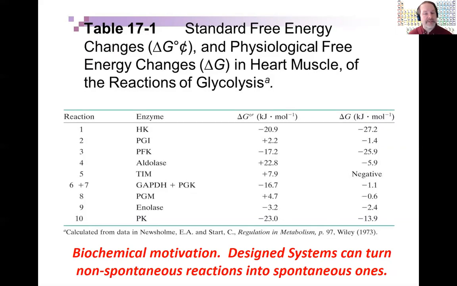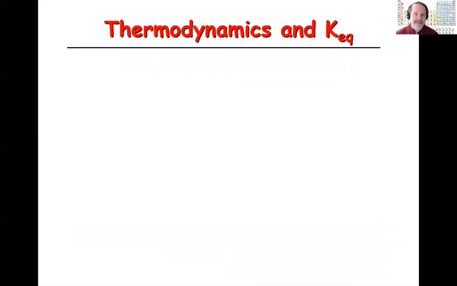So we're going to discuss the differences between the two, and let this be our motivation that life is based on non-equilibrium spontaneous chemical reactions. How is that? How can we explain this? It all starts with our thermodynamic evaluation of free energy and how it relates to the equilibrium constant.